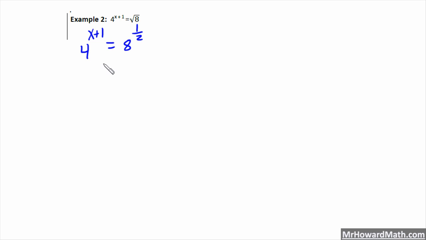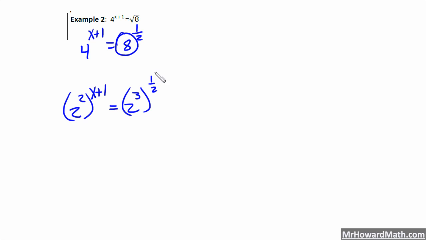Now we need to establish like bases. Remember, in our rules, we want one base matching the other base on the other side, set the exponents equal to one another, and solve. That's our process. So we have a base of 4 here, a base of 8 here. We can rewrite those with a base of 2, because 4 is 2 squared. Raise that to the x plus 1 power. So this 4 is this 2 squared, same thing, still raised to the x plus 1 power. Equals 8 is the same thing as 2 cubed. That's raised to the 1/2 power still. So this 8 is that 2 cubed, still raised to this 1/2 power there.